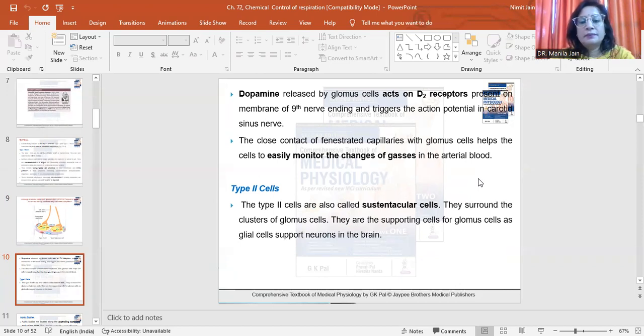Type 2 cells are also called sustentacular cells. They surround the clusters of glomus cells. They are the supporting cells for glomus cells, as glial cells support neurons in the brain.